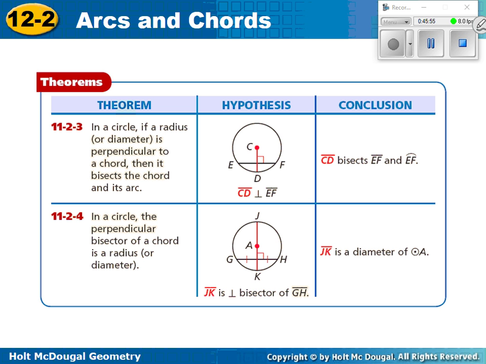Okay, I'm going to say that again. If you have a radius or a diameter or any part of the radius or diameter and it is perpendicular to a chord, it will bisect the chord and it will bisect the arc. Does that make sense?